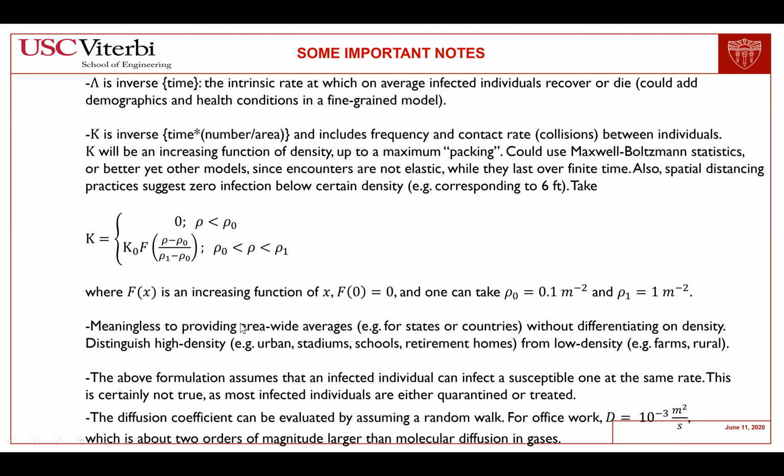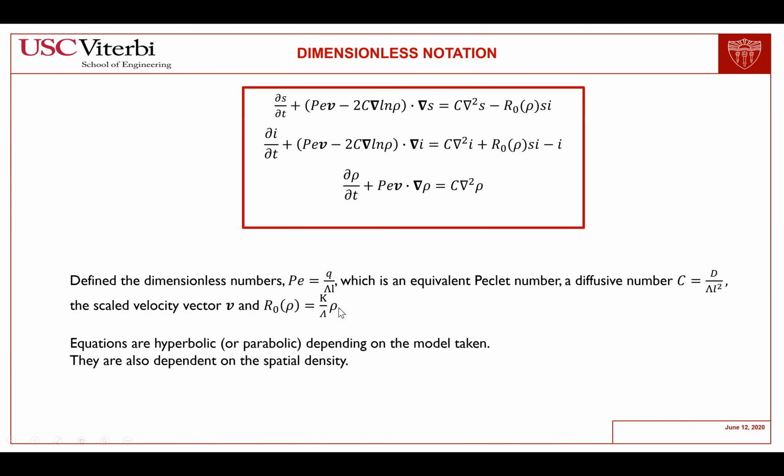And also what you can see here, it is meaningless to provide area-wide averages, let's say for states or countries, if there is a significant differentiation of density within these particular areas. Let's say when you talk about New York State, it's meaningless to talk about the state itself. It is much more meaningful to talk about the city, an urban area or a suburban area or rural areas, because they will have hugely different densities. As a result, they will have different performances in terms of this. So our model allows this to come in a natural way, assuming, of course, that we know how to capture the density variations in space.